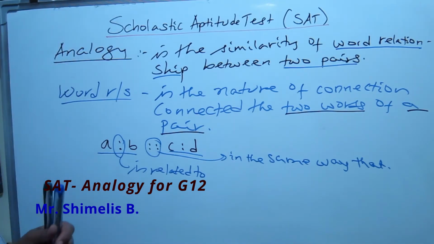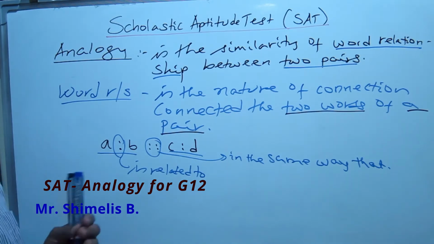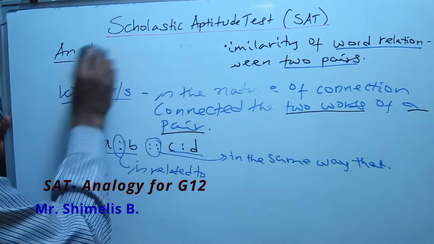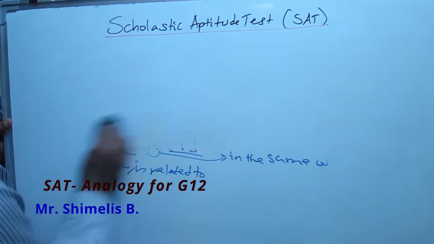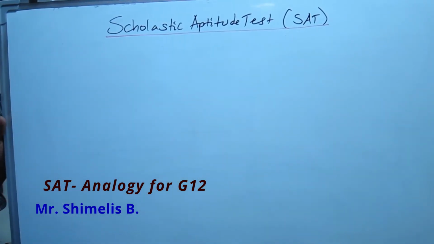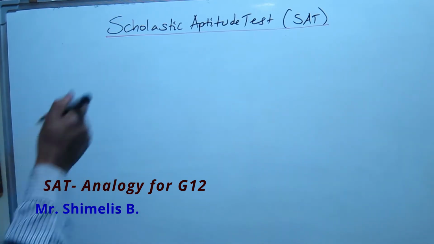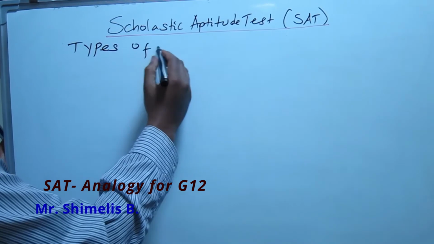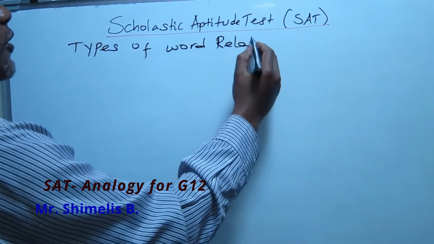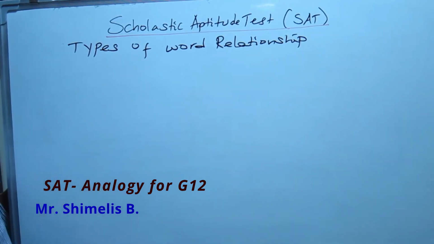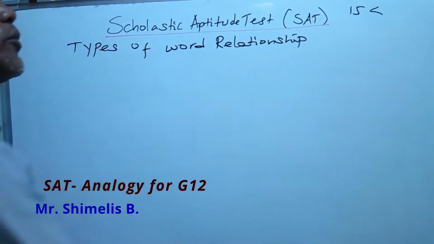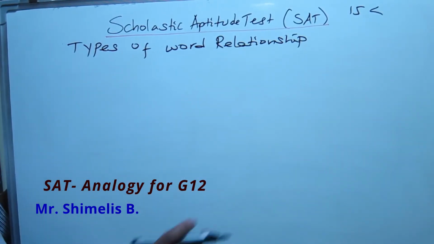So now the next point would be the types of famous or most frequently appearing word relationship types according to the Ethiopian SAT context. Types of word relationships. According to the Ethiopian SAT context, we have about 15 or so types of word relationship. It is about maybe 20.